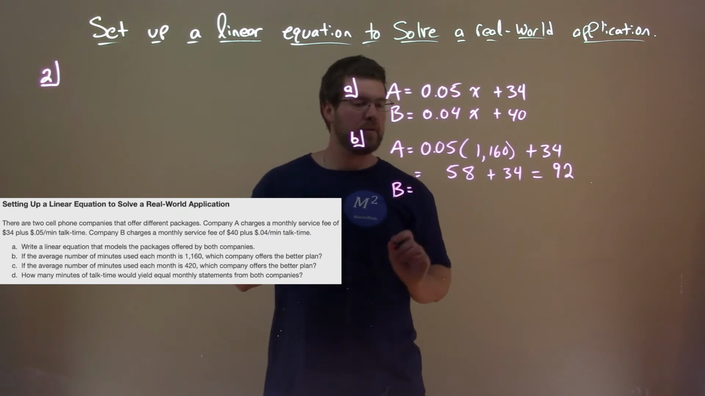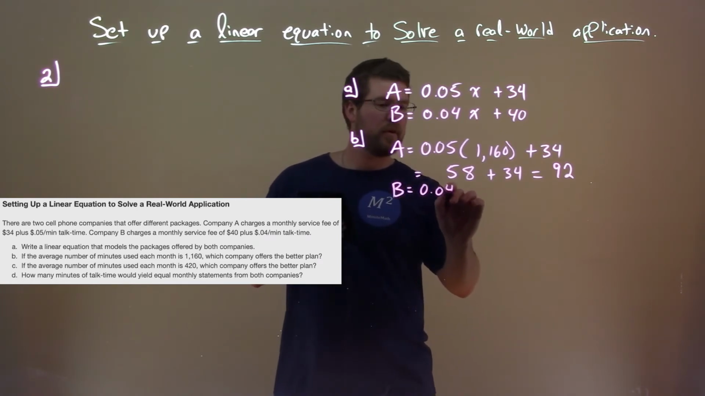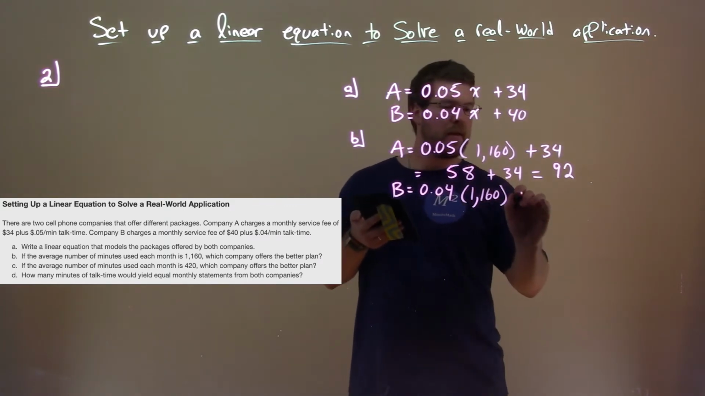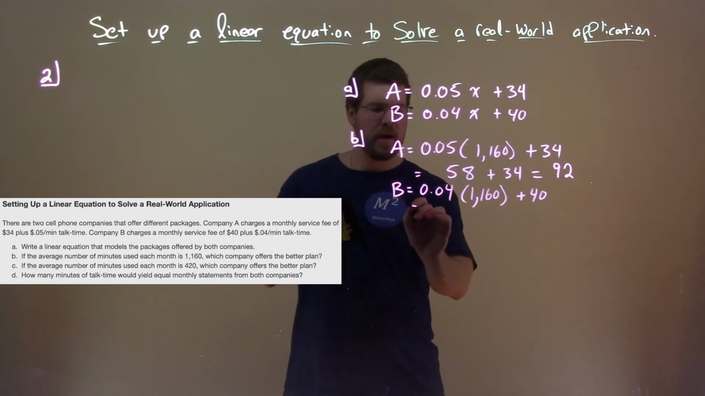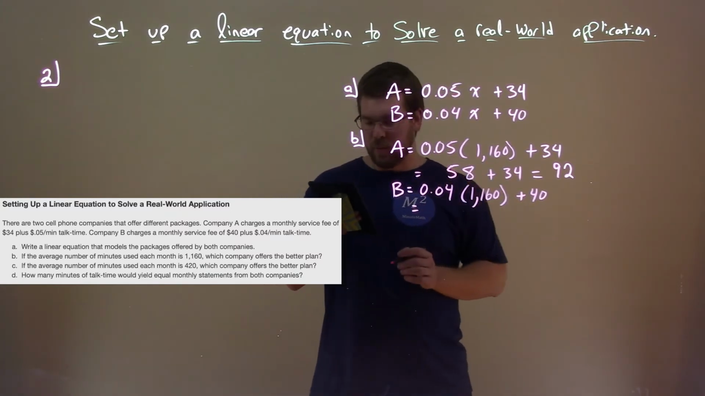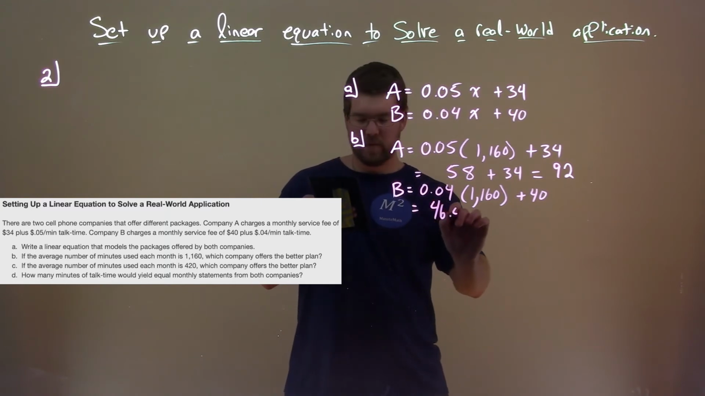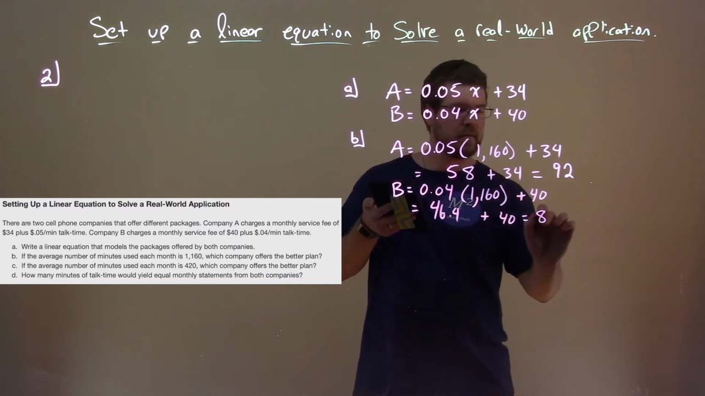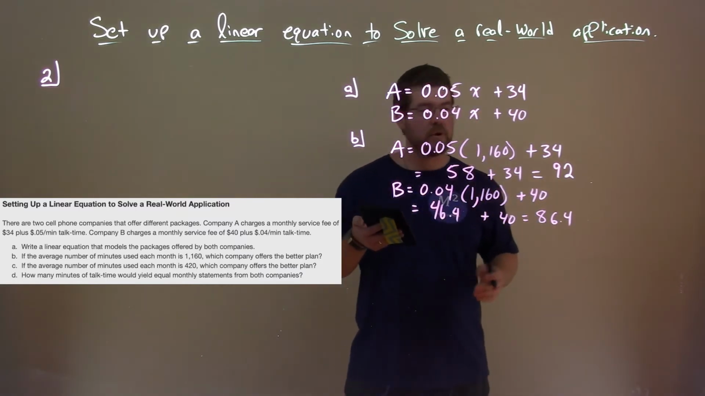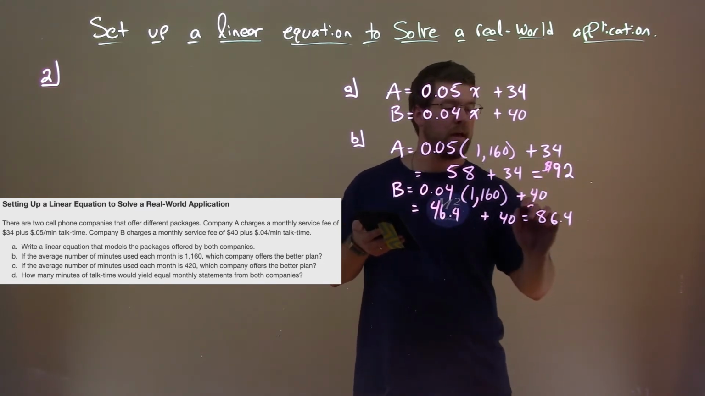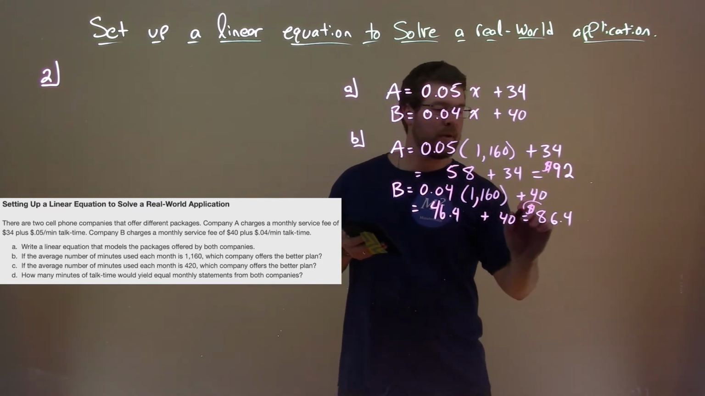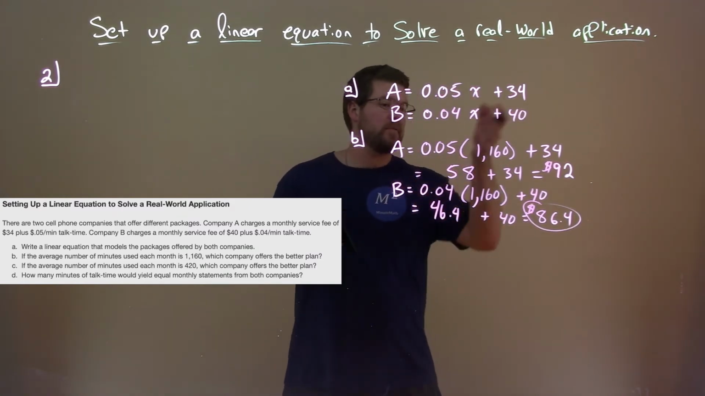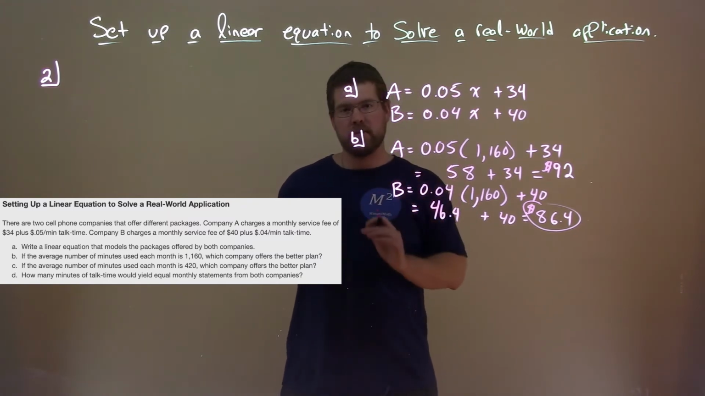Company B, let's do the same thing. Their formula, 0.04 that we found, and we plug in 1,160 minutes into the X value, and then plus 40. From there we simplify. 0.04 times 1,160 is 46.4. And we add 40 to that, and we get 86.4. So which one is less? We have $92 for Company A, 86.4 for Company B. Company B had the better deal. So Company B, if we average 1,160 minutes, would cost less.